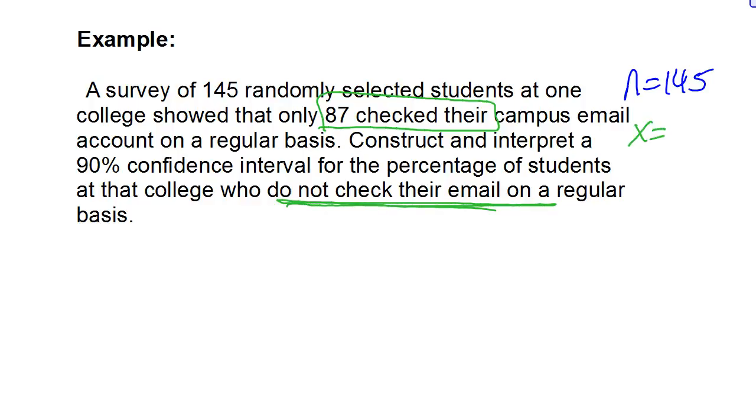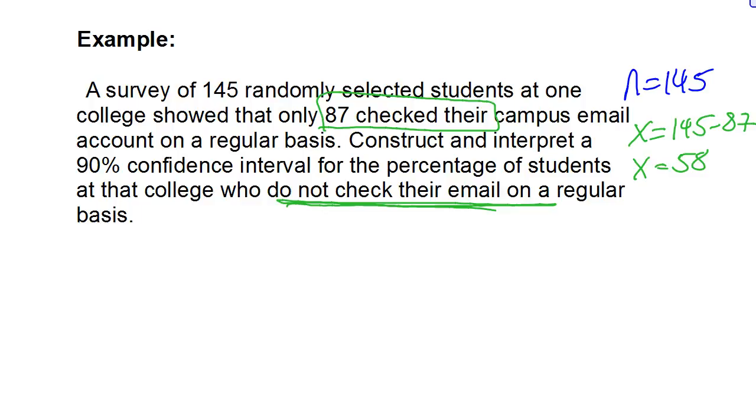So x is actually equal to 145 minus 87. So x is actually equal to 58 students. 58 students do not check their email on a regular basis. So you have to be a little bit careful there. You cannot just say what numbers are in the problem. You have to read the question carefully.